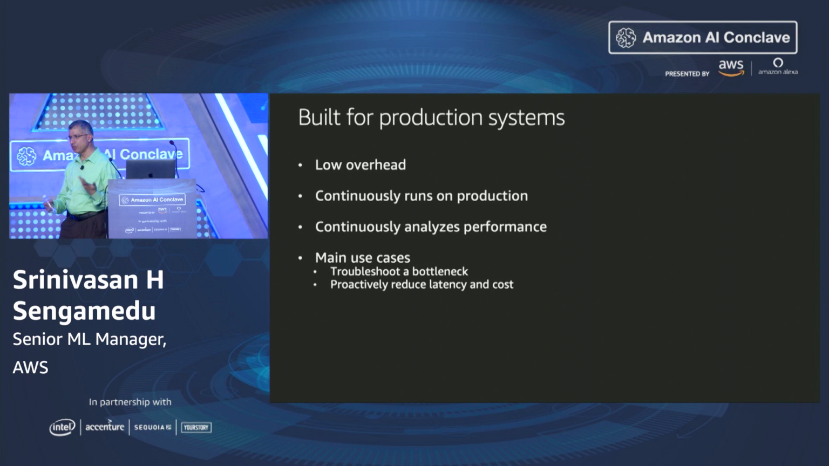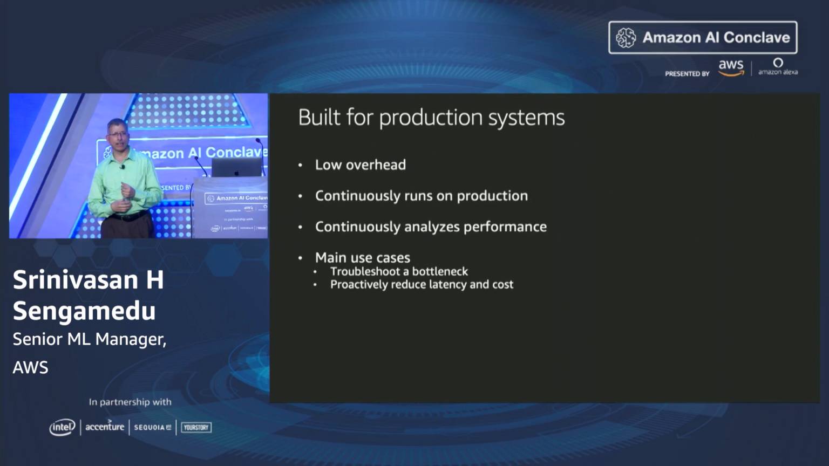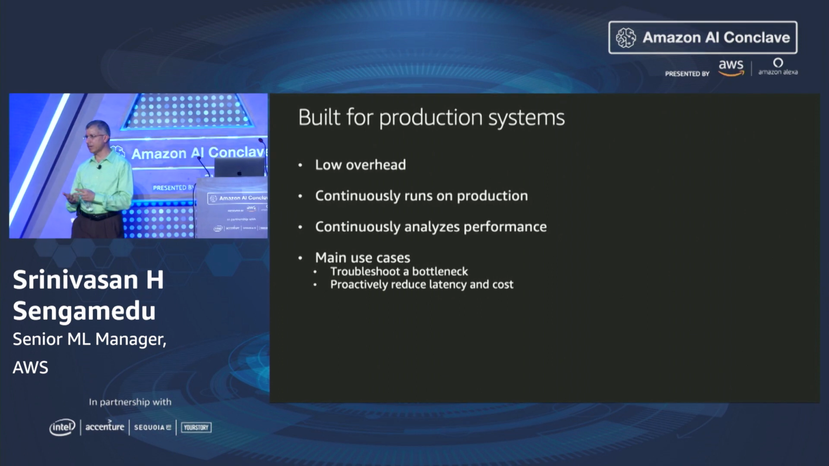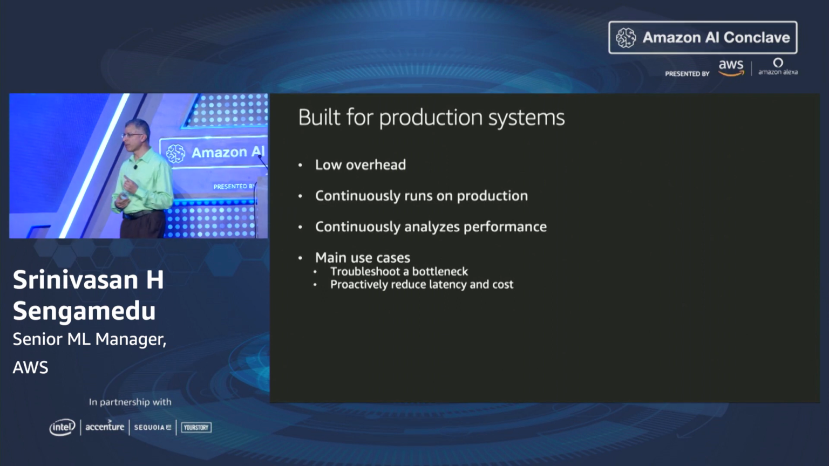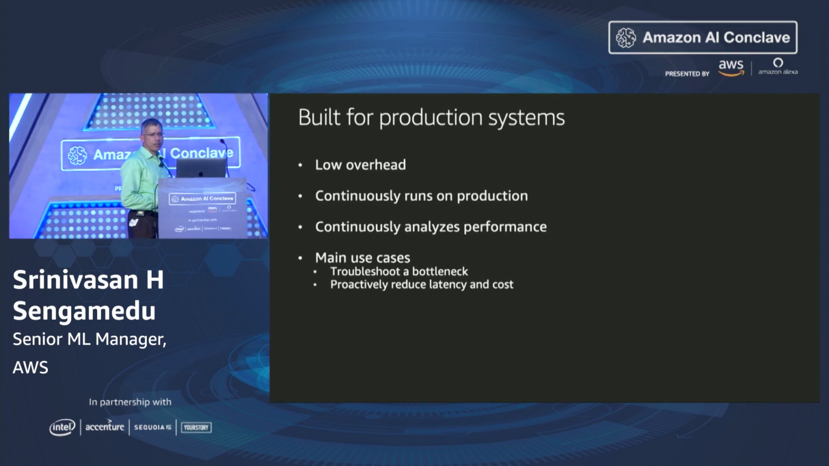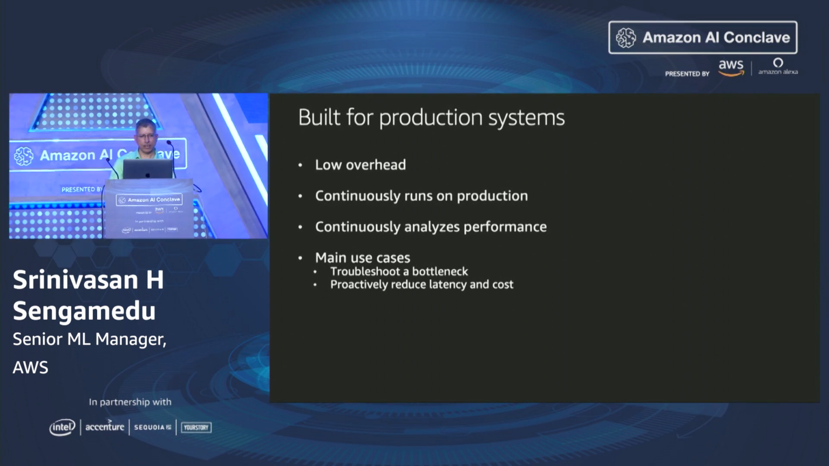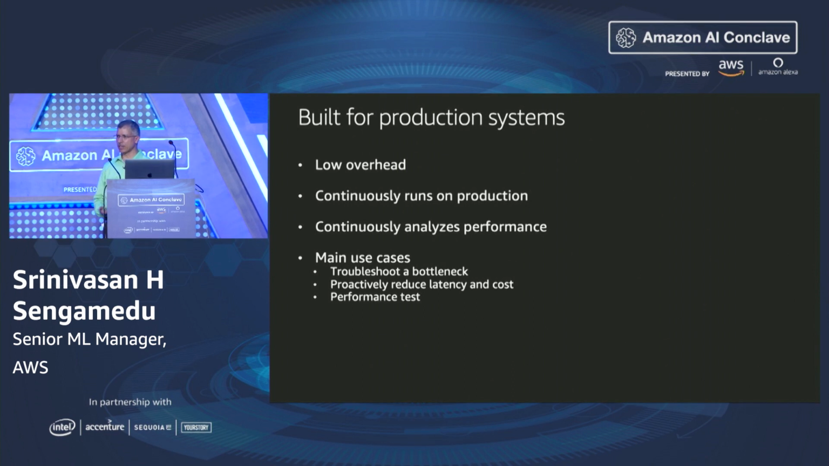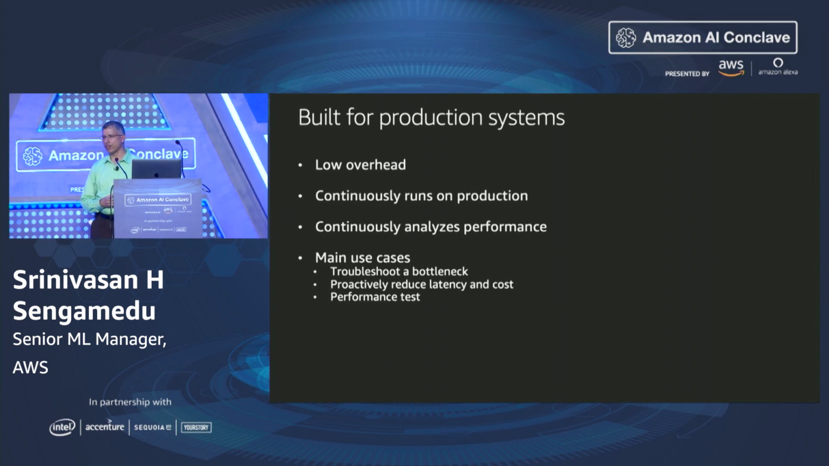Suppose you have developed a new feature, you can run it in pre-prod, analyze the behavior, and look for opportunities for optimization. So that is the other way, proactively using it for optimizing the performance. And the third one is performance testing, like stress tests and so on. You can use the profiler and see the behavior of your application.